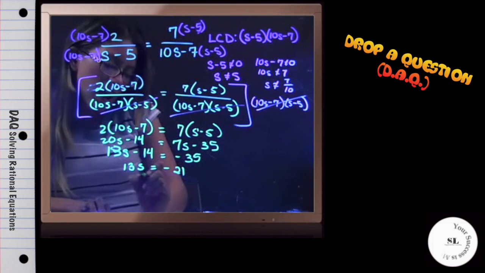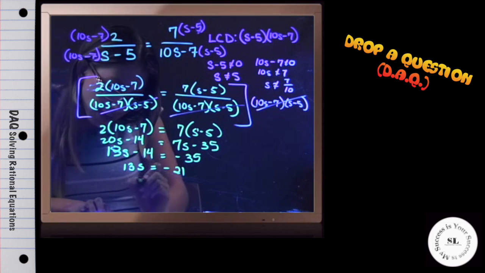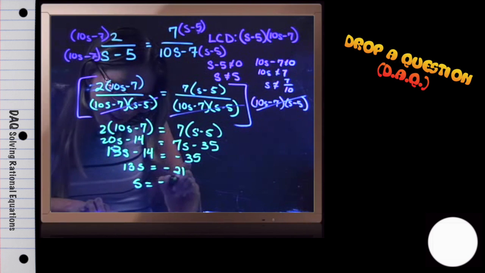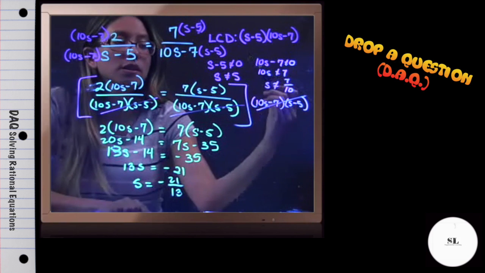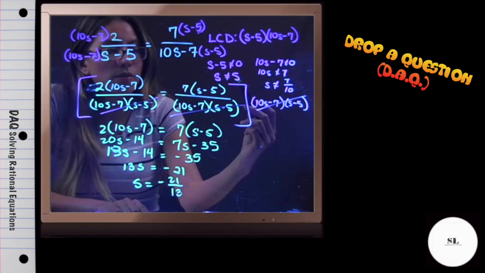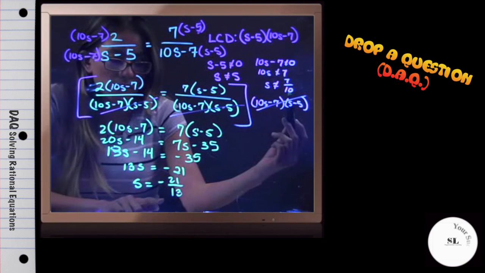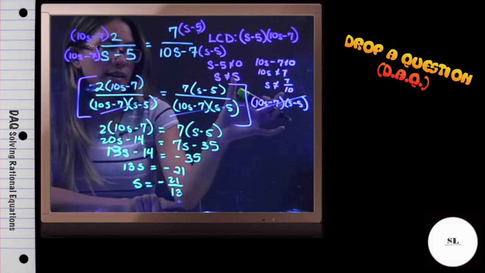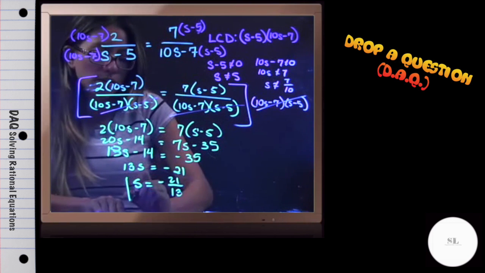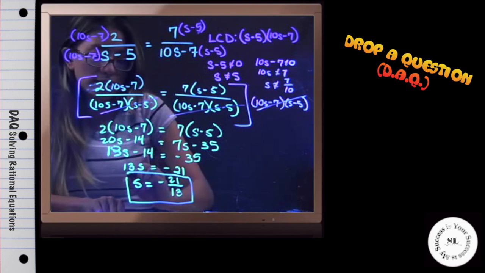That's right. And then divide 13 both sides, where s is now equal to negative 21 over 13. If I check my answers, I need to make sure that s is not equal to 5 and not equal to 7 over 10. This is my most simplified answer that I can get, and it doesn't fall within these, so I know that this is a viable answer.